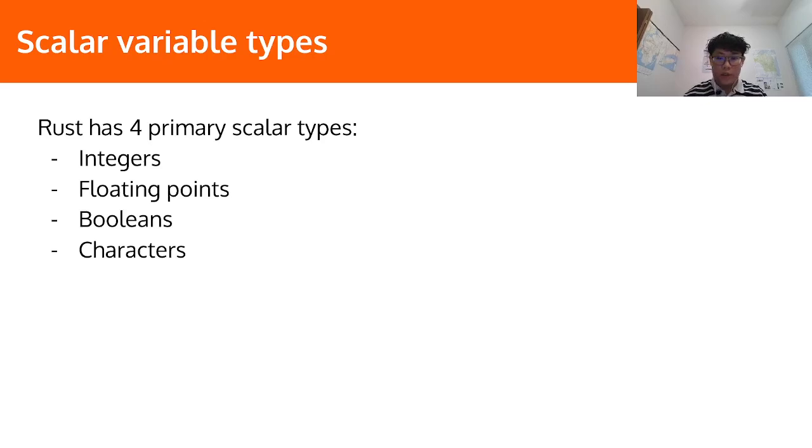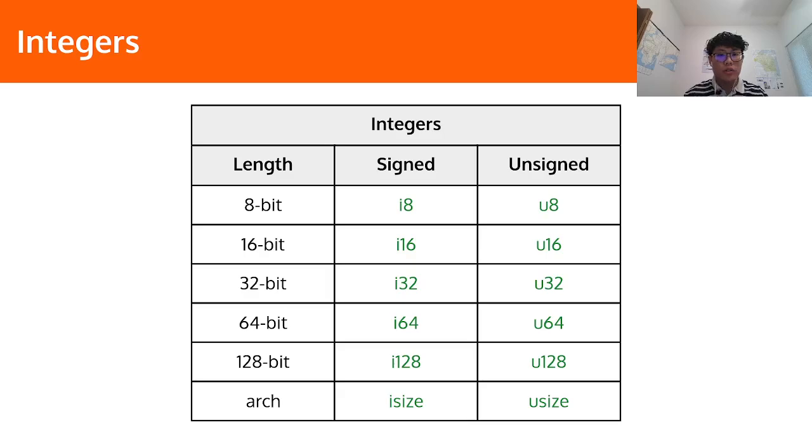So we're going to talk about some of the data types in Rust now. There's integers, floating points, booleans, and characters. Integers in Rust are defined like this. They're not written like int, like in other languages, but they clearly specify whether you want a signed or unsigned.